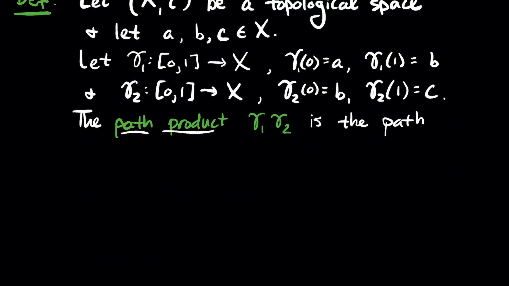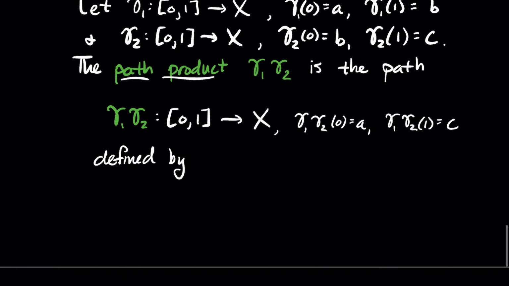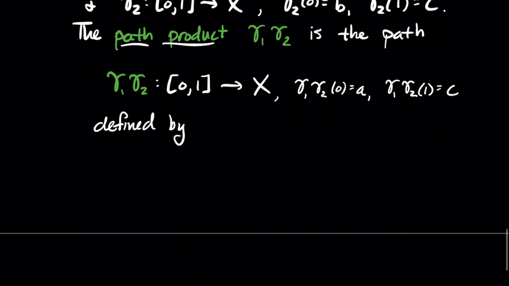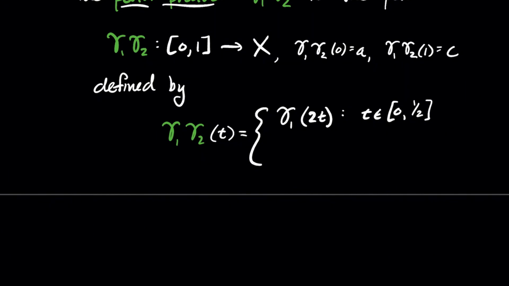I like Gamelin and Greene's notation. They don't put a symbol between the two things here, but maybe some books do put a symbol to indicate there's some kind of product. So the path product, gamma 1 gamma 2, is going to be the path that starts at A and ends at C, and its definition is the following. So gamma 1 gamma 2 of t, where t is a real number between 0 and 1, is going to be the following piecewise function. It's going to be gamma 1 of 2t whenever t is between 0 and a half, and it's going to be gamma 2 of 2t minus 1 whenever t is between 1/2 and 1.